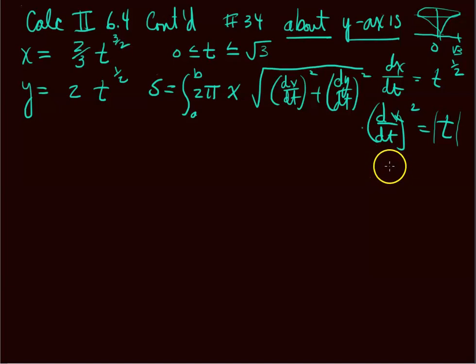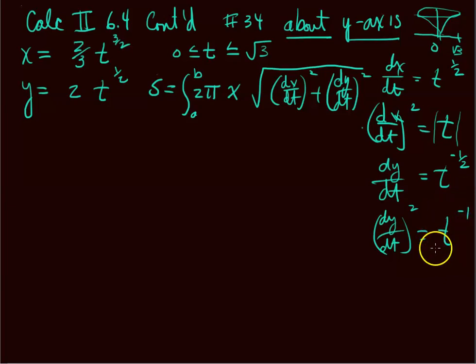What about dy/dt? Well, this is 1/2 times 2, so it cancels, and we have t to the negative 1/2. So when I square this, (dy/dt) squared is going to be t to the negative 1. It's really 1 over t.